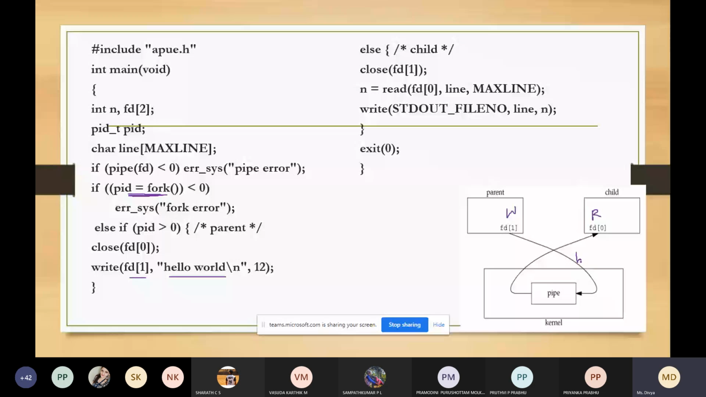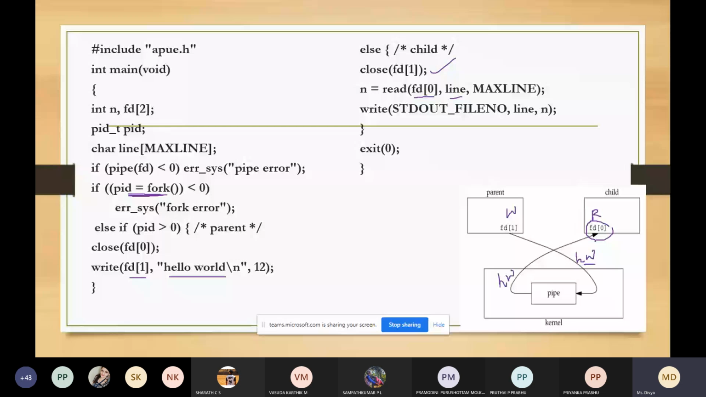Then you close this. Once you finish writing, you can close the write end. And then which descriptor is the child using? It is using FD0. Using that FD0, it will start reading all the data. Entire line it will read, that "hello world".